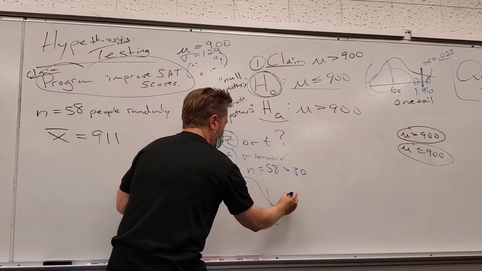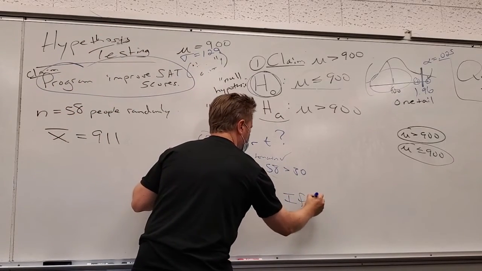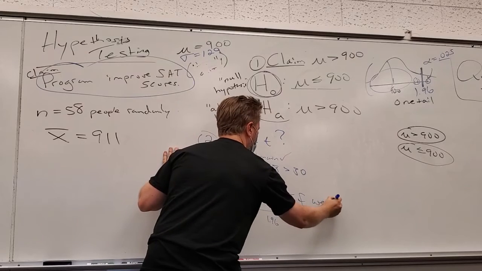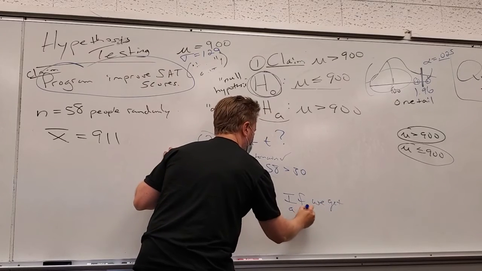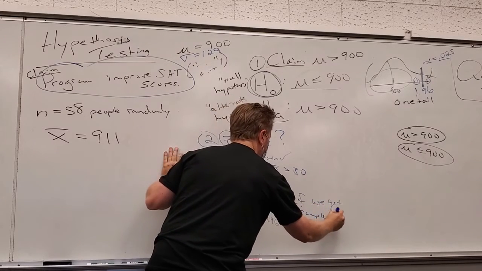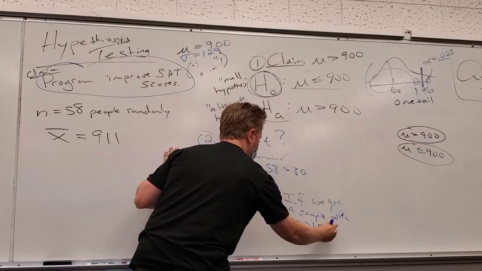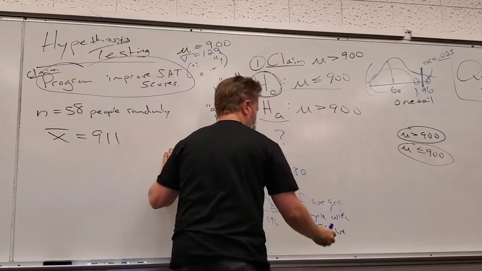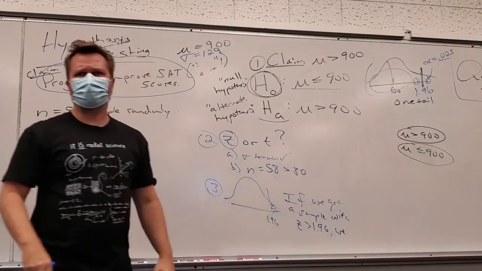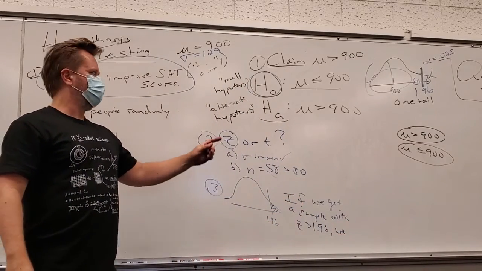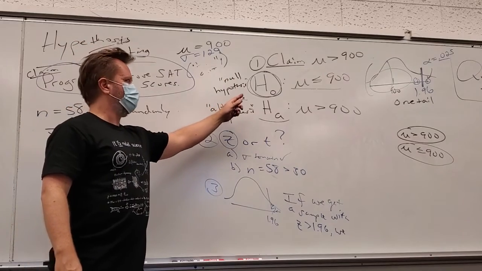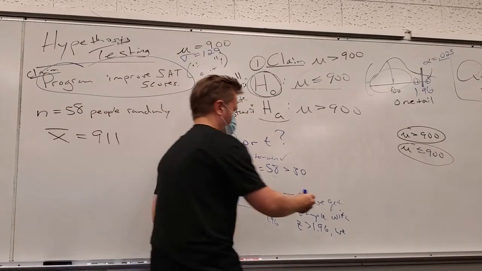We say if we get a sample with a z greater than 1.96, we can reject, you're going to love this. What can we reject? We can reject the H0. Good.